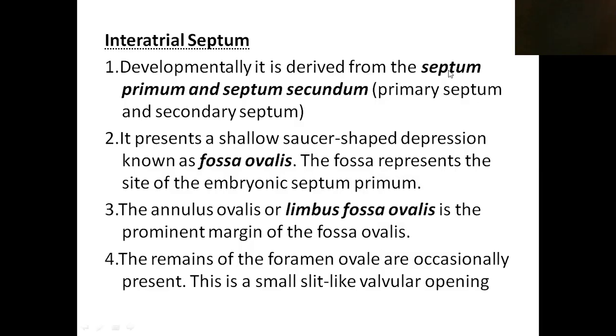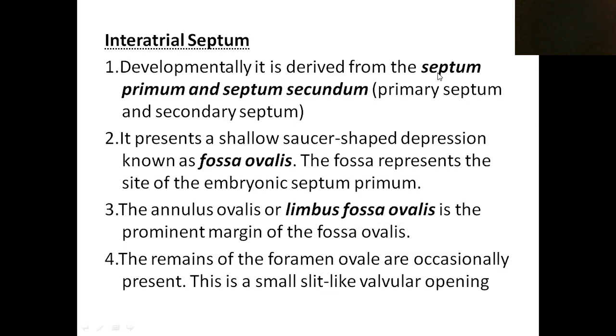Okay, so anyway, it is developed from septum primum and septum secundum. Sometimes it will fail to fuse. As a result, we can see a slit-like opening there. Okay, so these are some of the important features of the interatrial septum.